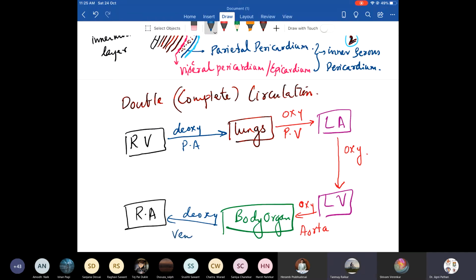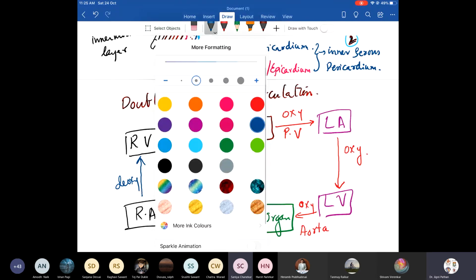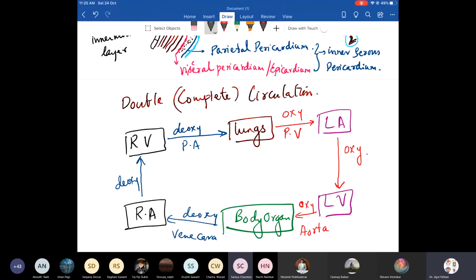Vena cava. Very nice. From the right auricle, it enters into the left ventricle, which has deoxygenated blood. So this cycle, because it is going to the heart twice, and there is complete separation of oxygenated and deoxygenated blood, this type of circulation is called double complete circulation.